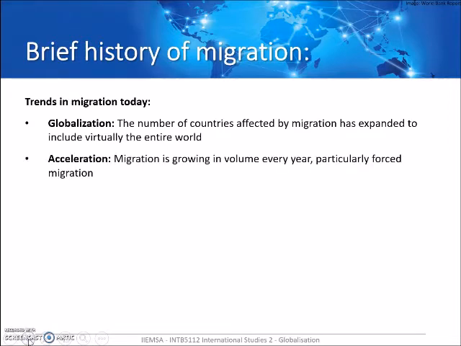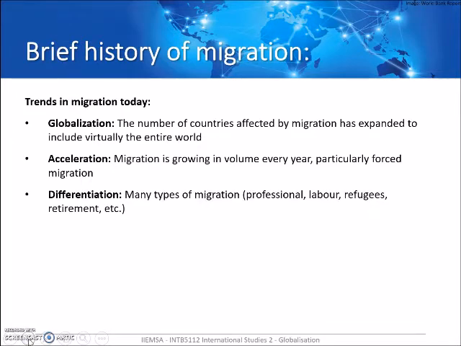We also have an acceleration. So in the past years, migration has been growing in volume every year, particularly forced migration, which is the concerning factor, because forced migrants are refugees. We have an increasing amount of climate refugees, which are people that are leaving their home country either because of natural catastrophes that are due to climate change or because climate change is in some other way rendering their home countries difficult to live in, right? So this is something that is increasing. Forced migration also due to increased number of conflicts all around the world.